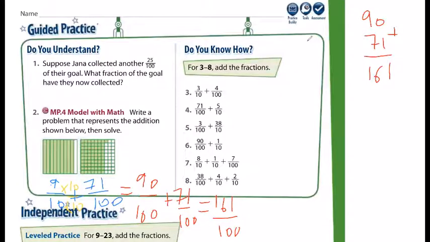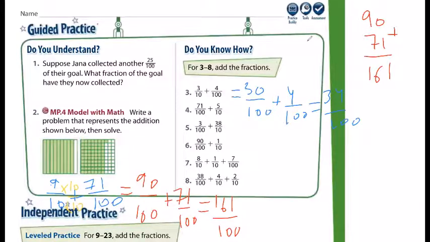Moving to question 3, add the fractions. Here also, 3 over 10 plus 4 over 100, I cannot add them because they don't have the same denominator. I will multiply the 3 by 10 and the 10 by 10. I will have 30 over 100 plus 4 over 100 equals 34 over 100.